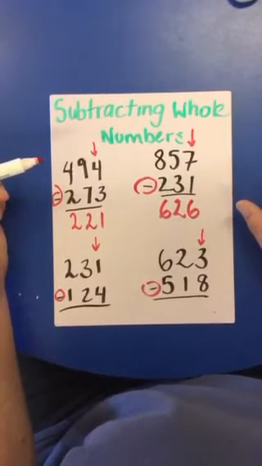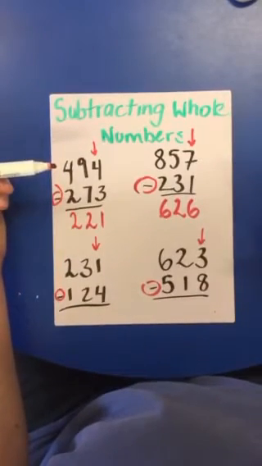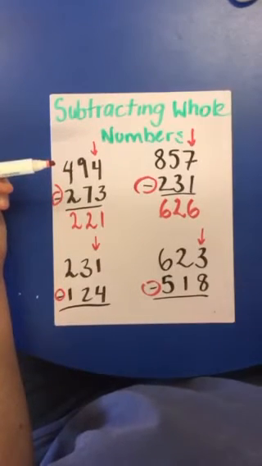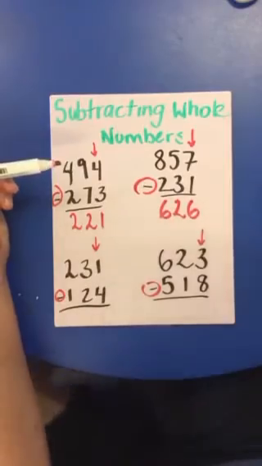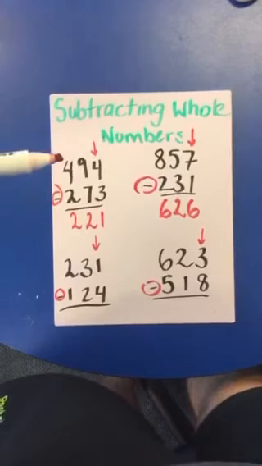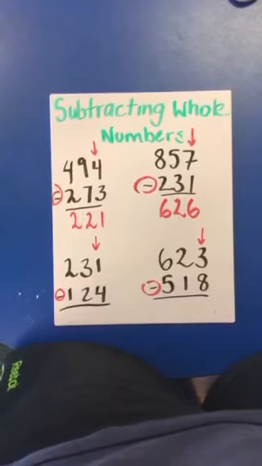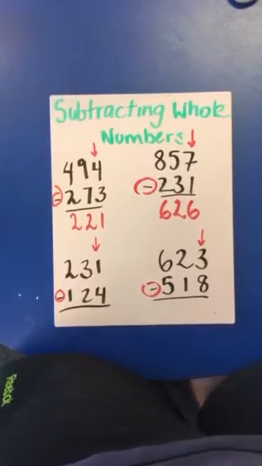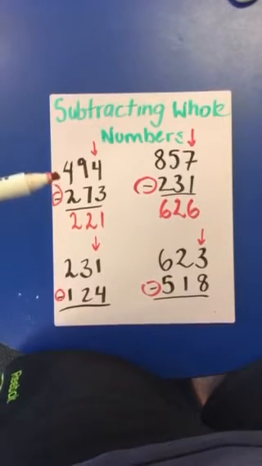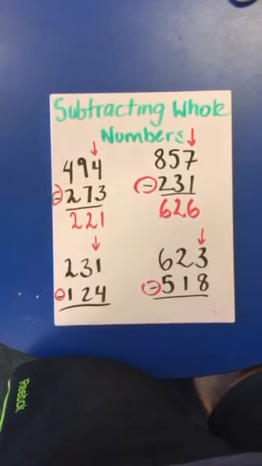Now, this is where it gets tricky because question 1 and question 2 don't have any borrowing. And I can show you what that means. So no borrowing. What I want you to do is have a look at these numbers on top. They are bigger than the number underneath. I'll give you an example. The 4 is larger than the 2. The 9 is larger than the 7. And the 4 is larger than the 3.